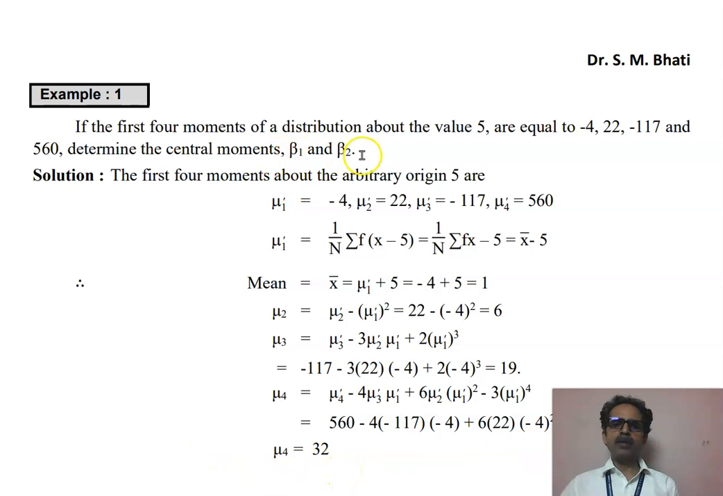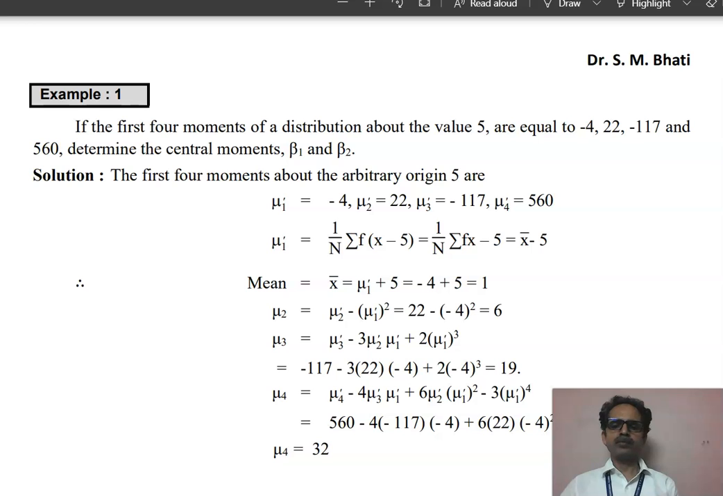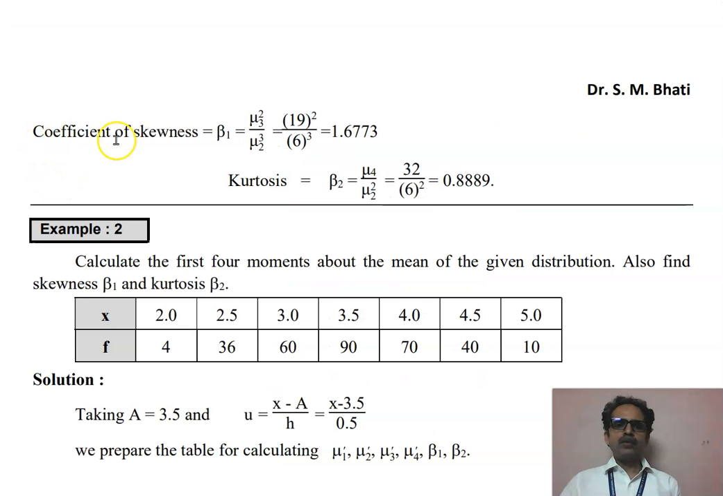Now we have to obtain the values of beta 1 and beta 2. The coefficient of skewness is nothing but beta 1. It has the formula mu3 whole square upon mu2 whole cube. We put the value of mu3, which is 19, take the whole square, upon mu2 which is 6, take the cube, and when you simplify this we can get the value.